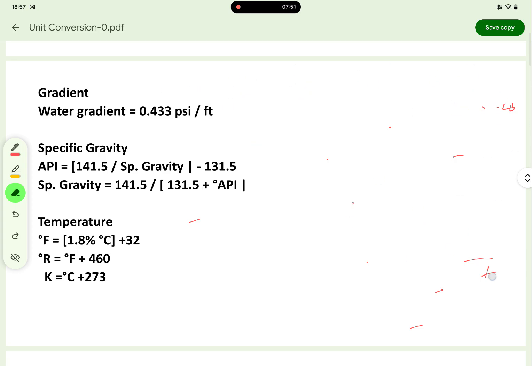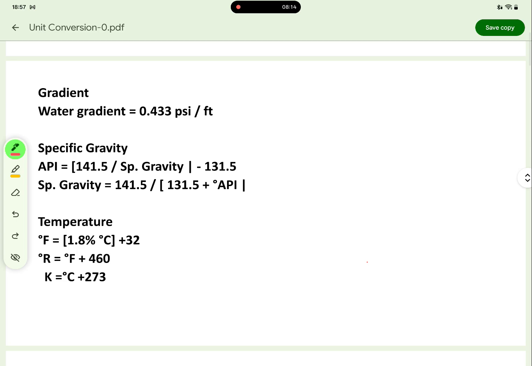What is the basic significance of water gradient? So we need to understand the gradient, right? The basic meaning of gradient is the change, whether it is change in the pressure, change in the temperature, or change in the velocity with respect to the length, with respect to the height, right?